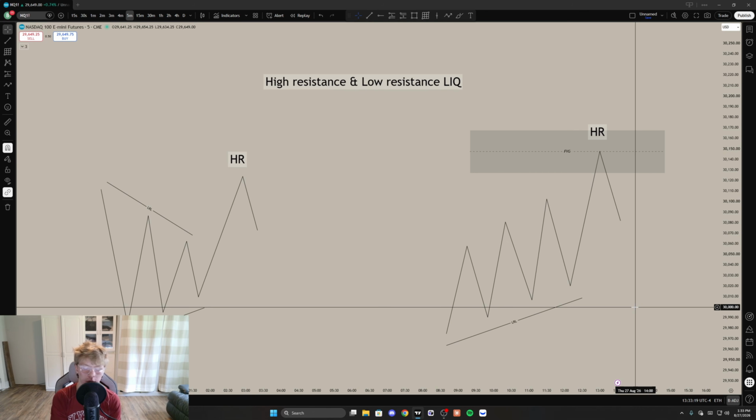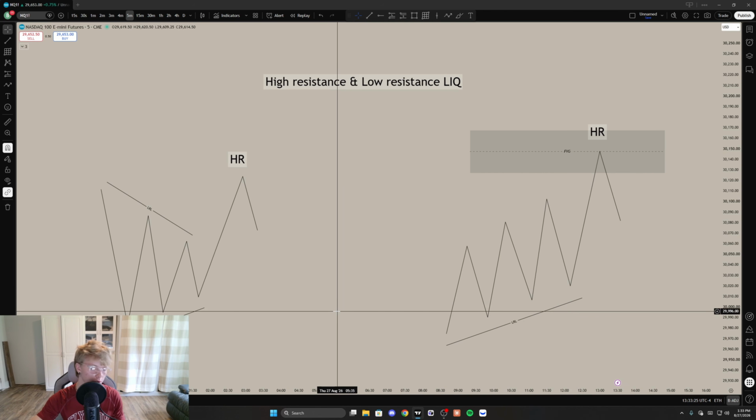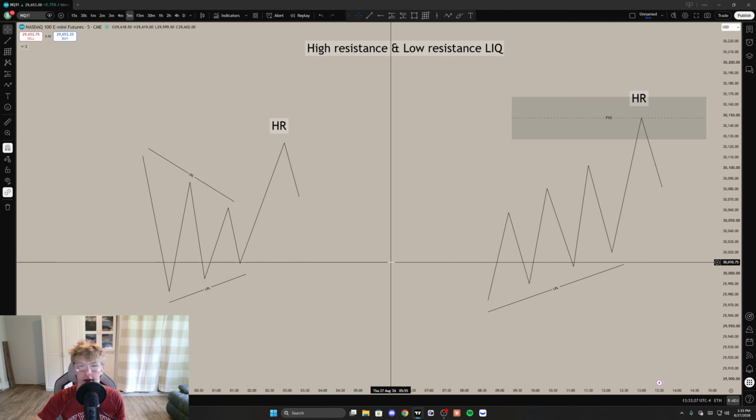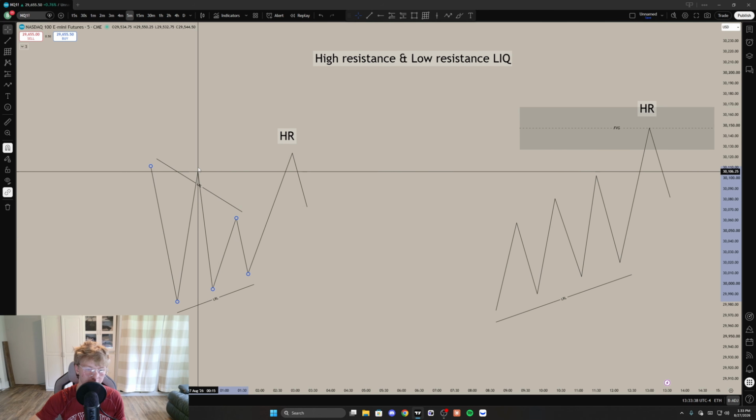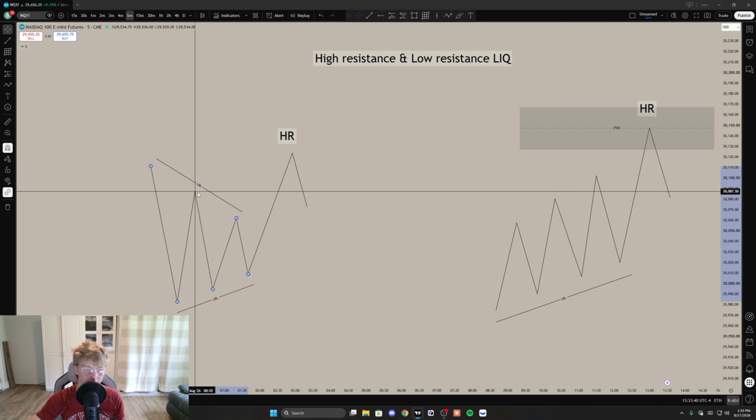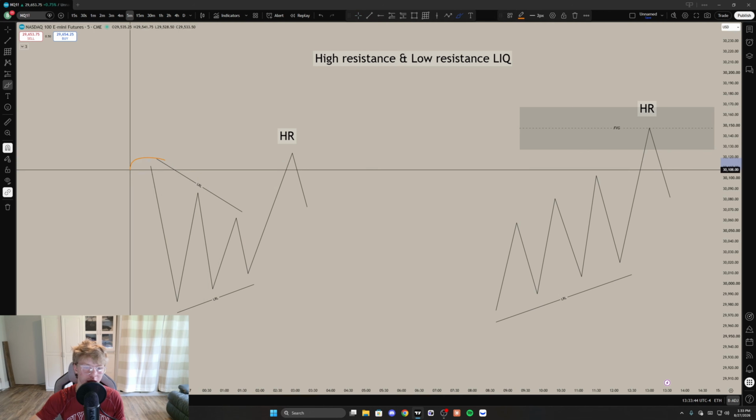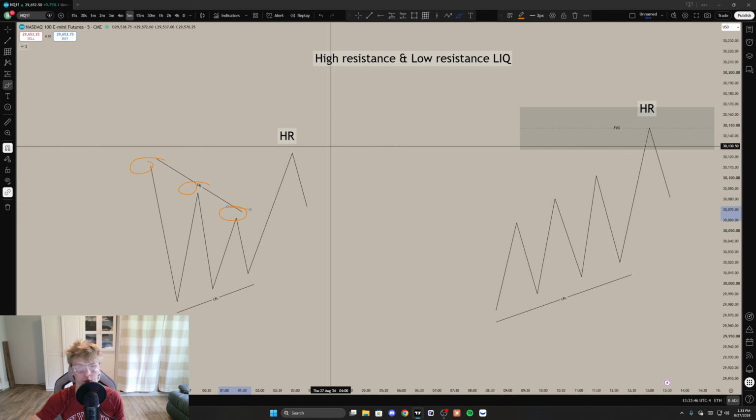Okay, so let's make a few quick explanations with this diagram, and then we're going to hop into a few examples on the actual chart. So low resistance liquidity, the simplest way to put it, is two or more highs or lows stacked on each other. Okay, so for example, if this high right here went past this, it wouldn't be high resistance anymore. We need two or more highs that do not take out the most previous one, okay?